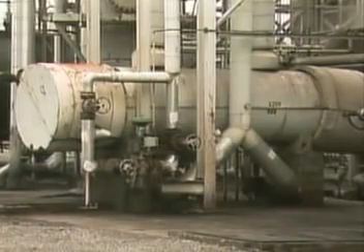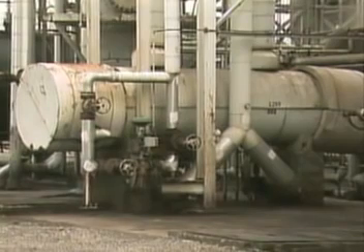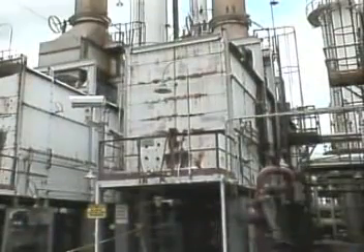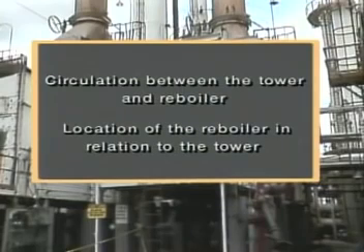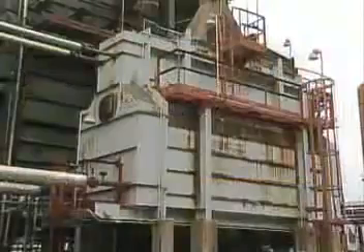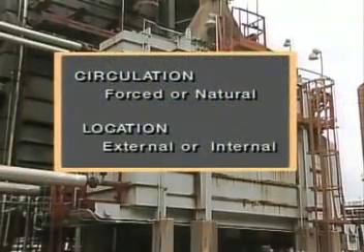A reboiler is basically a heat exchanger that heats bottoms liquid from a distillation tower and vaporizes the lighter components in it. Often, a reboiler provides most of the heat that's needed for distillation to occur in a tower. Two ways that reboilers can be categorized are by how fluids circulate between the tower and the reboiler, and by the location of the reboiler in relation to the tower. Fluid circulation between the tower and the reboiler can be forced circulation or natural circulation, and a reboiler can be an external reboiler or an internal reboiler.